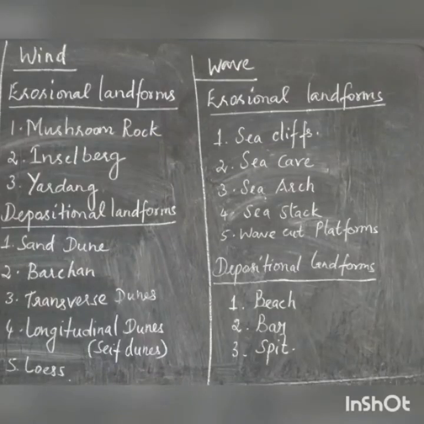Now we move on to wind. When air blows horizontally at or near the earth's surface, it is called wind. The erosional, depositional and transportational action of wind is predominant in arid regions. This is called aeolian process.